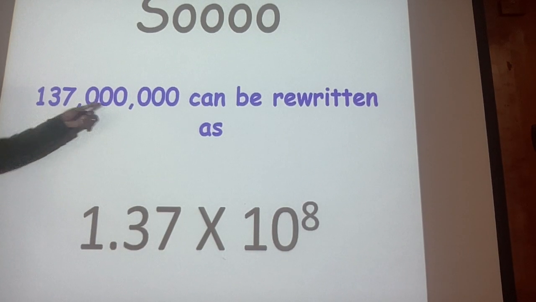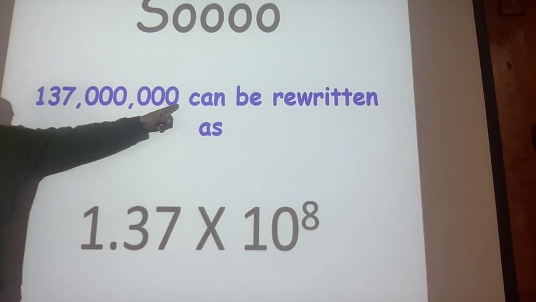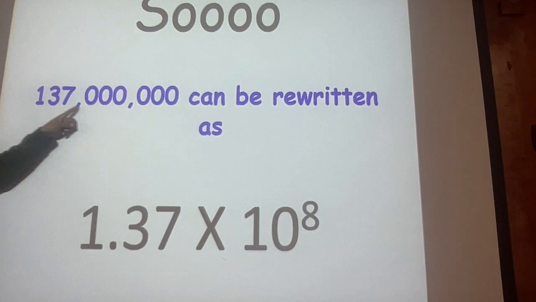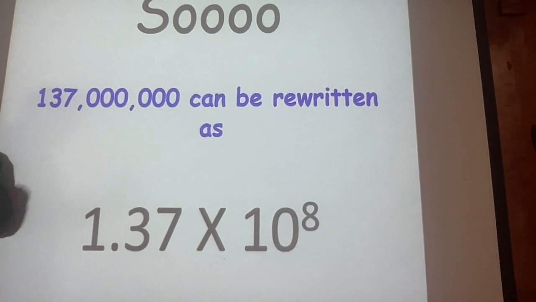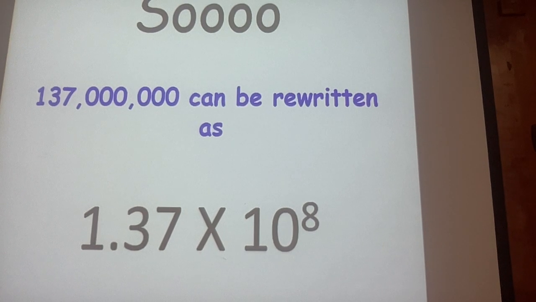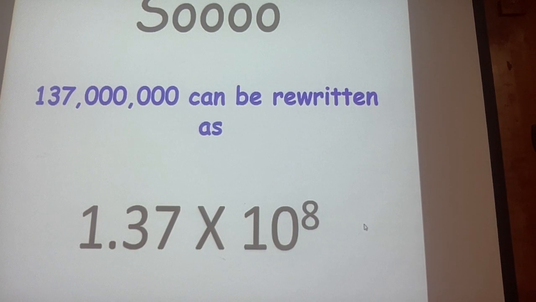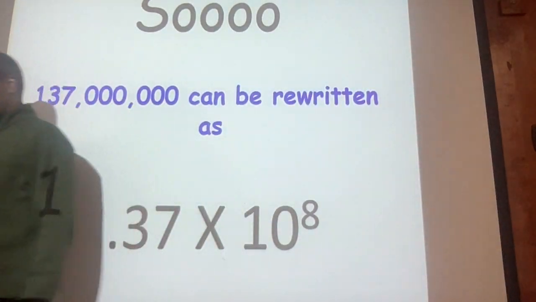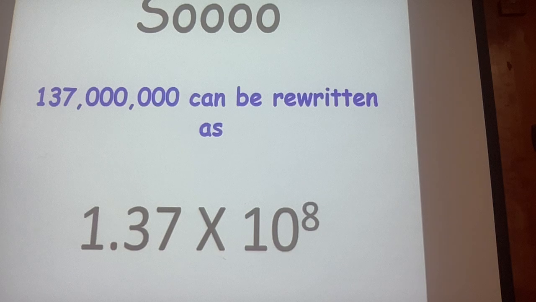And we write this number, right? The decimal point is understood to be at the end of the number, right? And so we just move that until we get a number in between 1 and 10. And then however many spots that we moved it, that's the exponent of the 10, right? Okay.